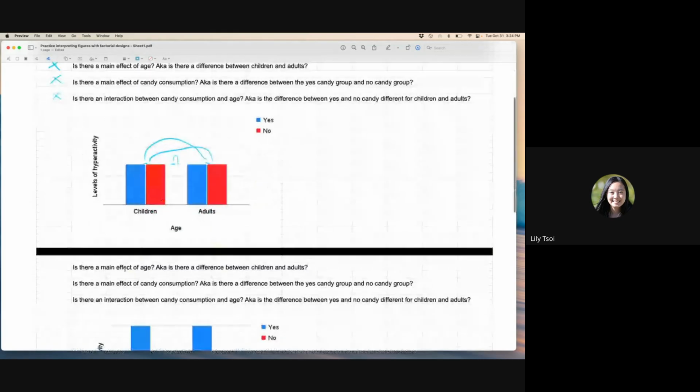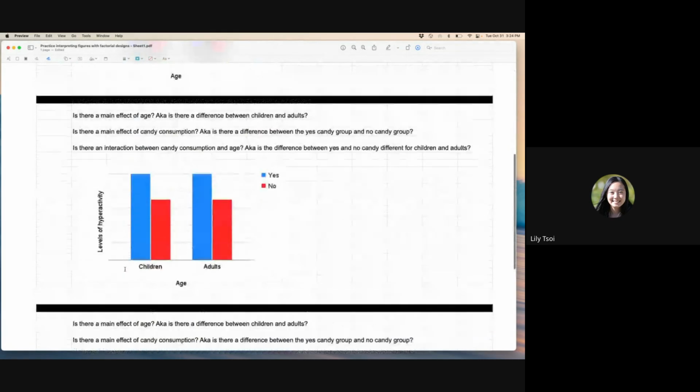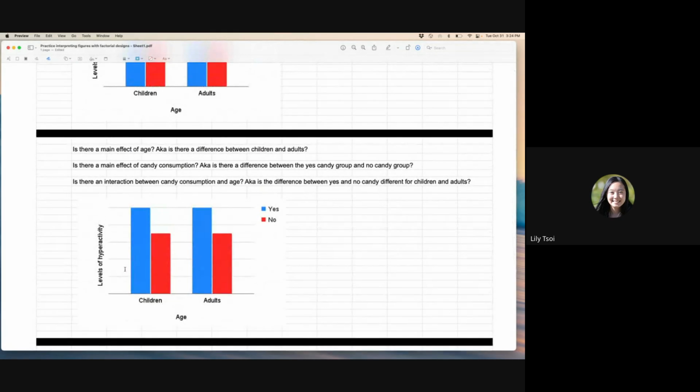All right, let's move on to the next situation here. All right, so here we have a figure that looks like this. Again, the questions are going to be the same, right? Is there a main effect of age? AKA, is there a difference between children and adults? So let's calculate the mean for children and calculate the mean for adults, and then compare the two.